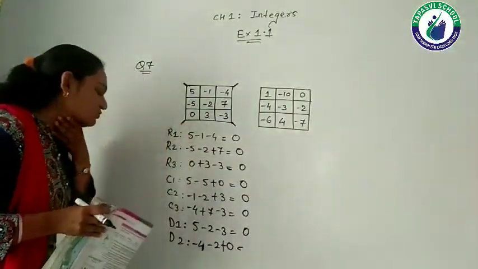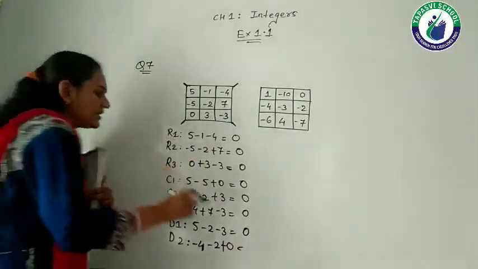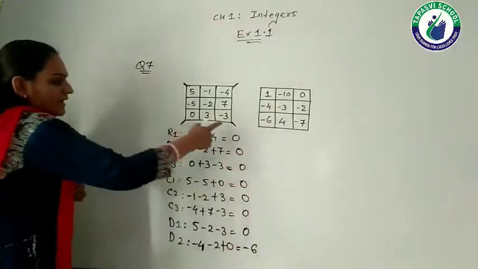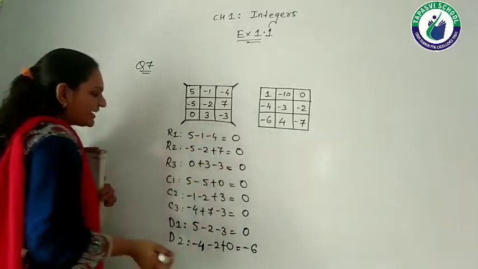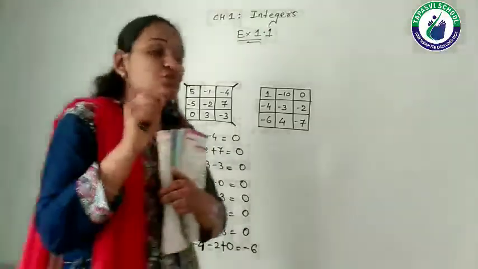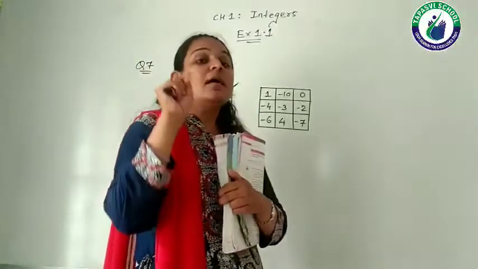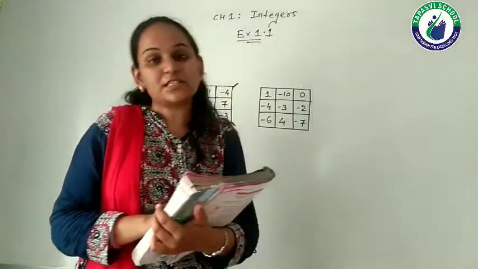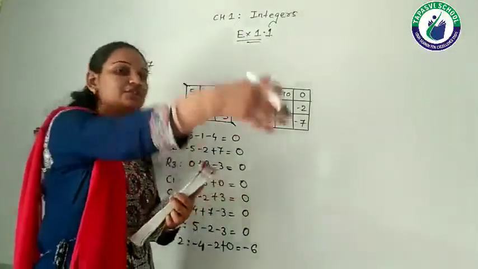So 4 and 2 together will get 6 and it will be having the negative sign. Okay. We have got the 0 in each and every one, but in diagonal 2 we are getting -6. So we cannot meet the particular magic square into it, right?